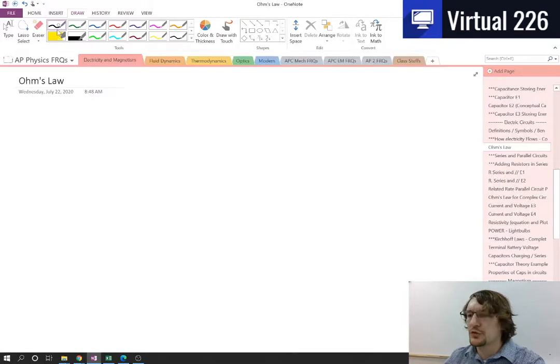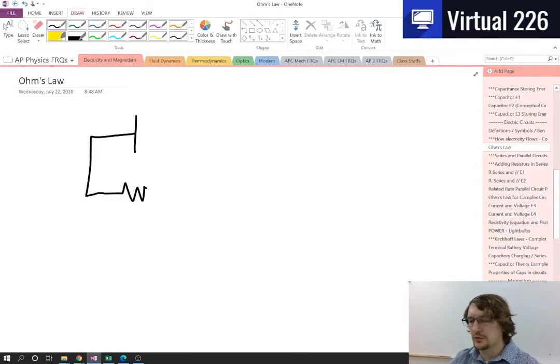Okay, so let's talk about some circuits here and what we can do with them. Let's start off by drawing ourselves a simple circuit with a battery and a resistor. So here's my long edge of the battery, and I'm going to go around with a wire. Here's a poorly drawn resistor, and here's my short edge.